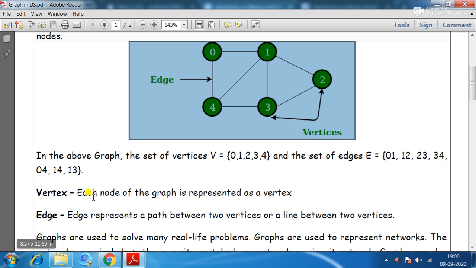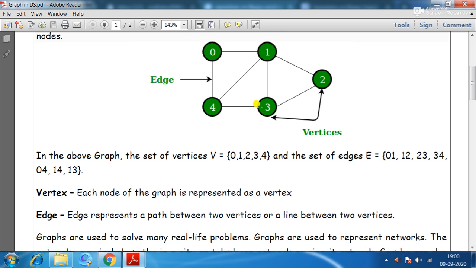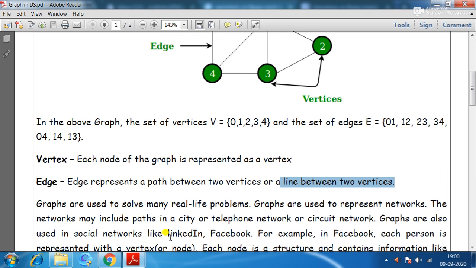Now vertex: each node of the graph is represented as a vertex. So 0 is a vertex, 1 is a vertex, 2 is a vertex, 3 is a vertex, 4 is a vertex. Edge: each edge represents a path between two vertices or a line between two vertices. Like 0 4 is an edge, 0 1 is an edge, 1 4 is an edge. So like this, these are edges.